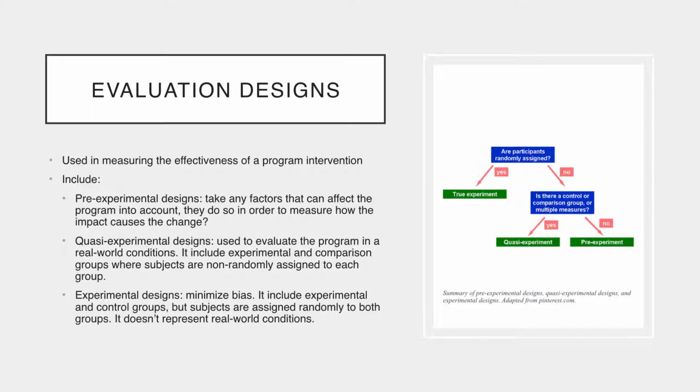This diagram on the right shows a summary of the pre-experimental designs, quasi-experimental designs, and experimental designs that I just talked about. We can see that it splits between whether participants are randomly assigned or not, and whether there is any control or comparison group or multiple measures in the evaluation designs.